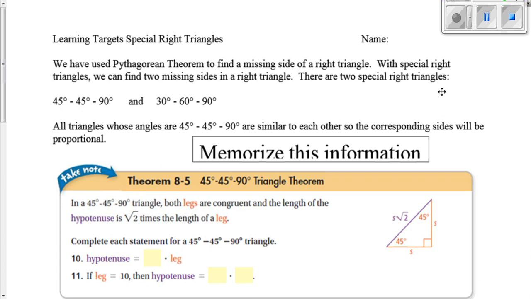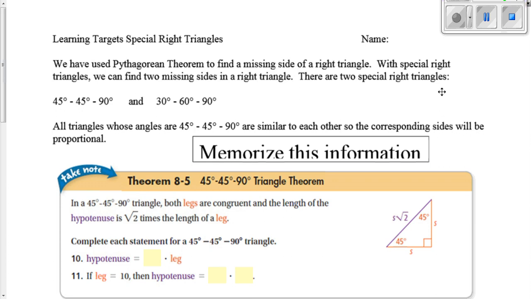All right, today we're working with special right triangles. We're going to find other ways to solve for missing sides of a triangle. So far we've used our Pythagorean theorem to find a missing side of a right triangle, whether it be the leg or the hypotenuse. But with special right triangles, we can find two missing sides.